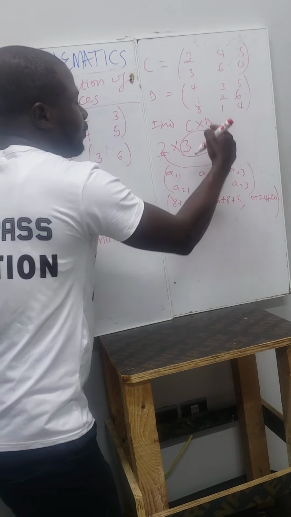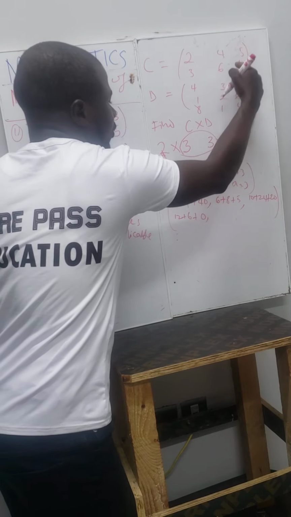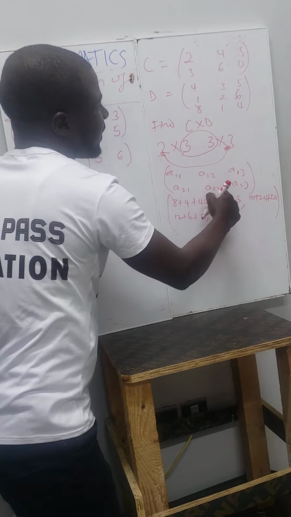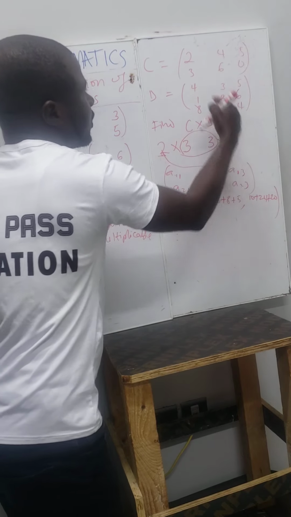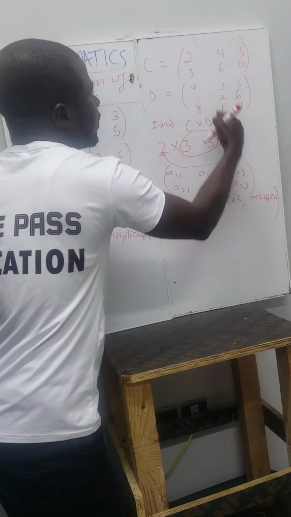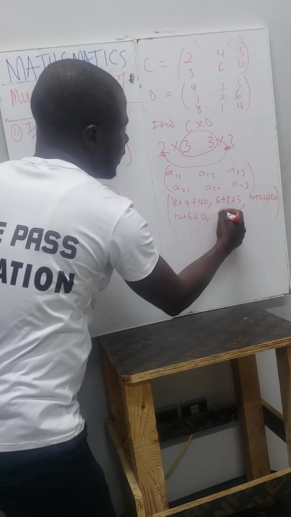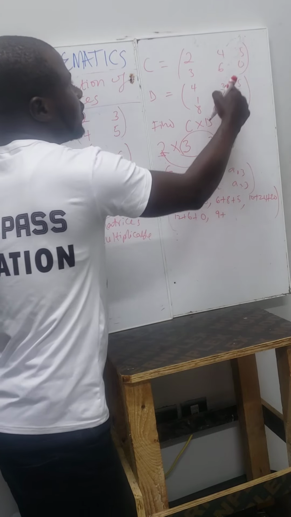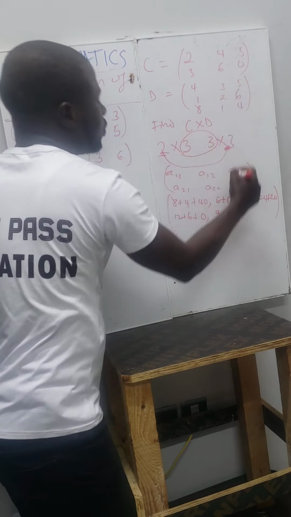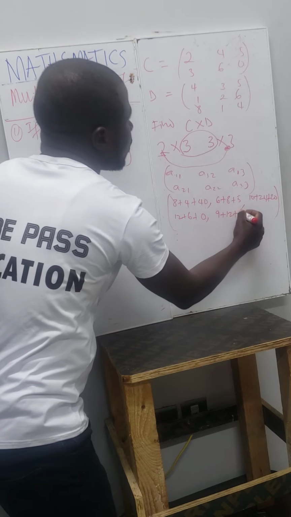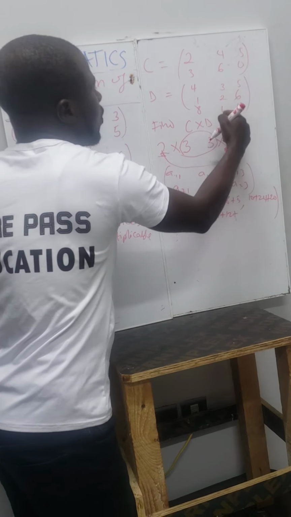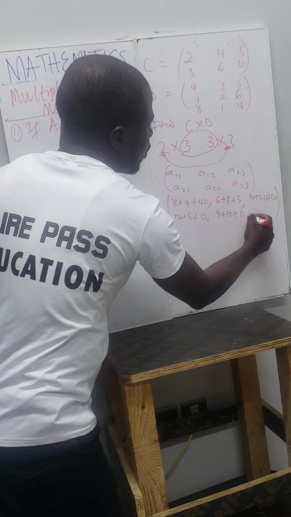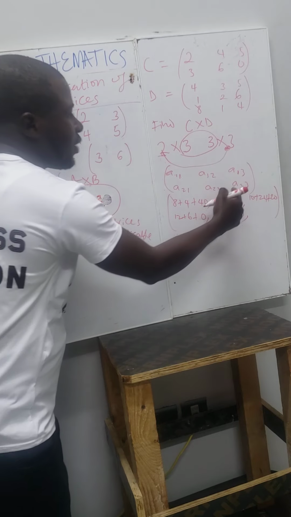A22, the second row of the first matrix multiplied by the second column of the second matrix. This on top of this. 3 multiplied by 3, 9, plus 6 multiplied by 2, 12, plus 0 multiplied by 1, 0, comma. And the last one is 2, 3.